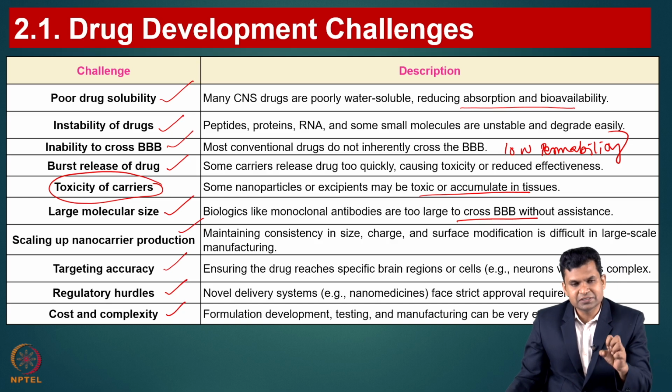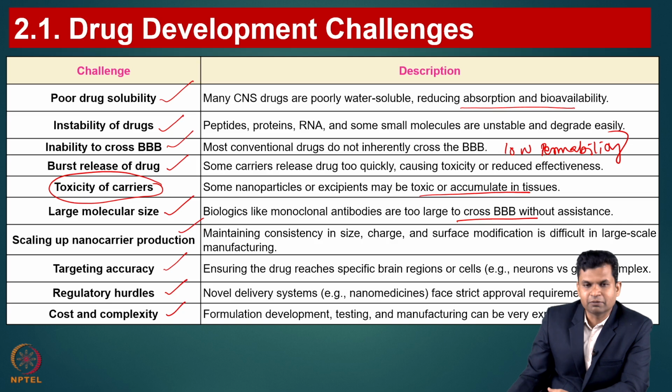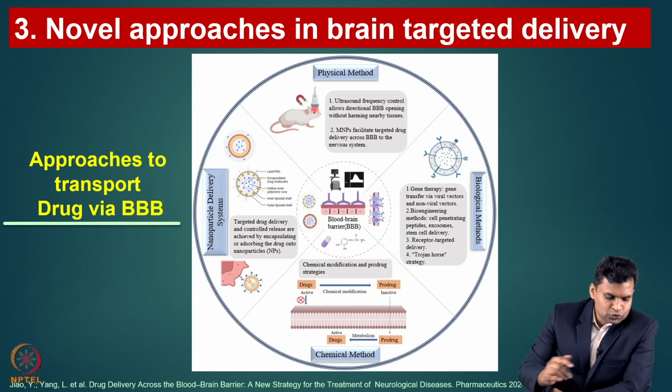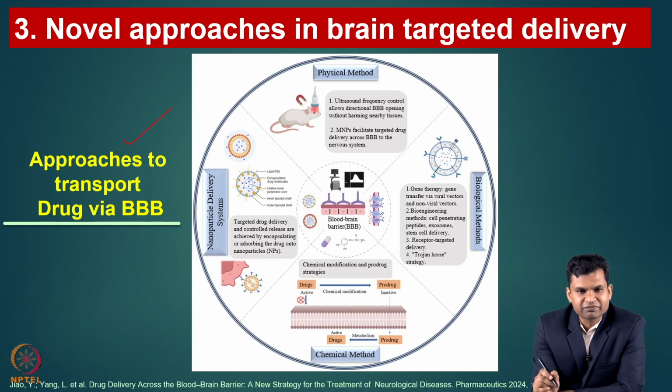Based on these challenges, scientists have developed various technologies and drug delivery strategies to overcome the challenges in brain delivery compared with conventional delivery systems. So, we are going to discuss the novel approaches in brain targeted delivery. Here we can see the various approaches, which can be classified in a simple format into 4 categories.